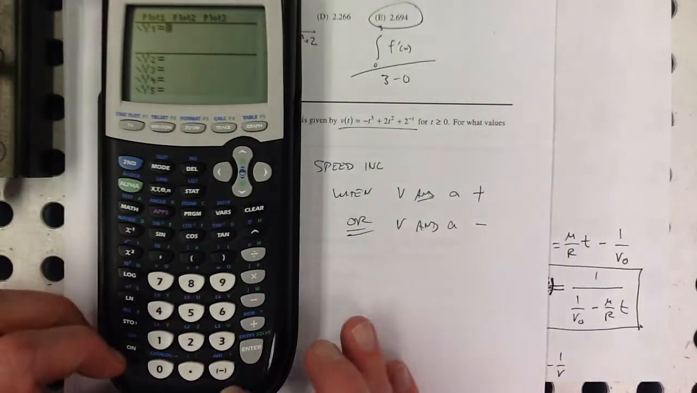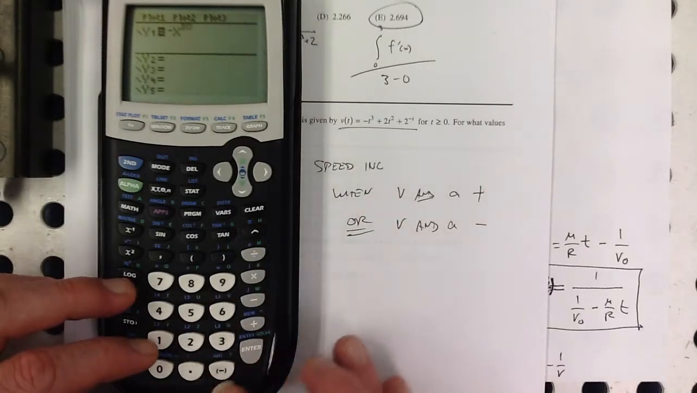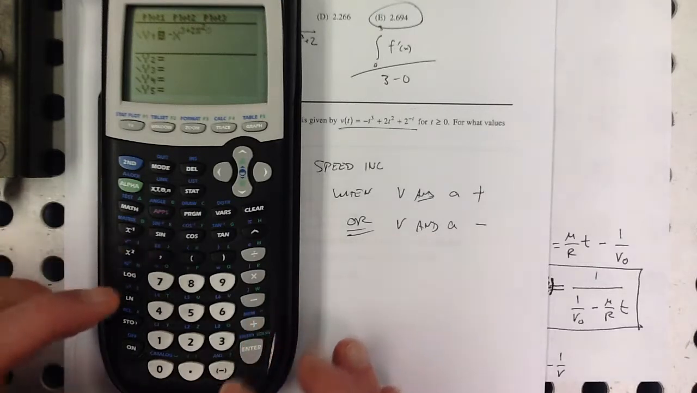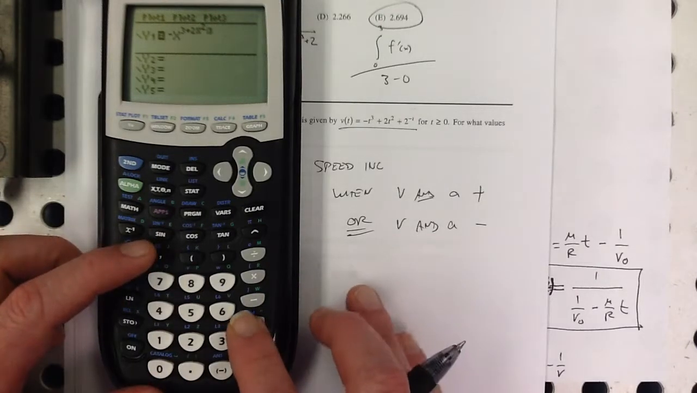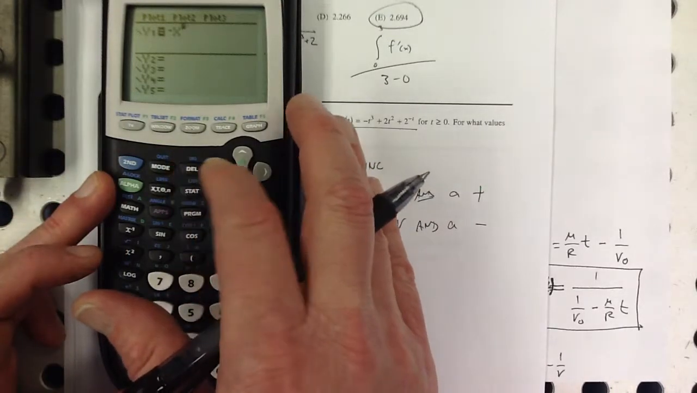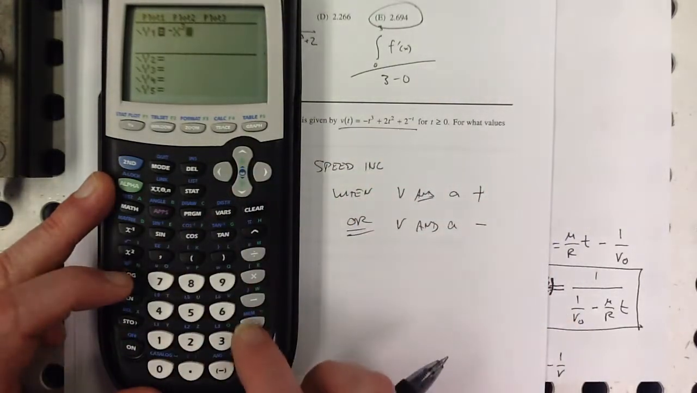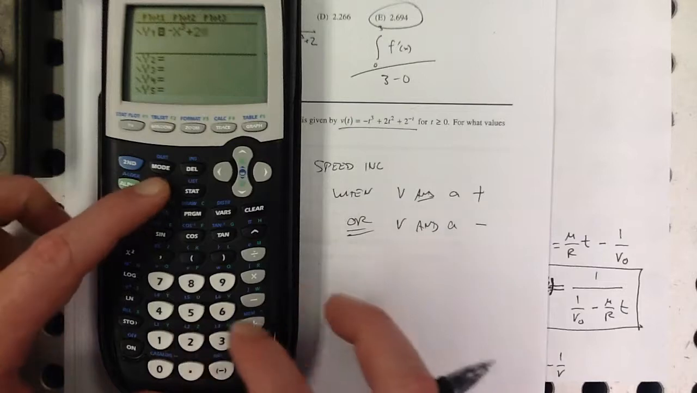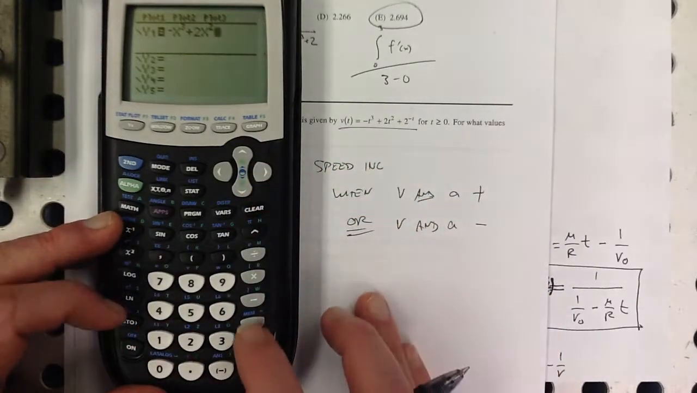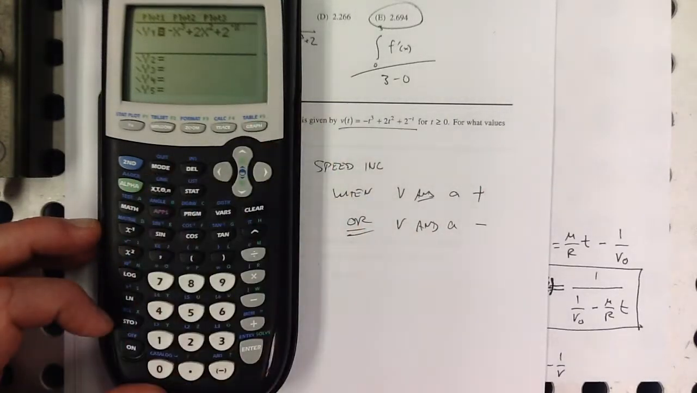So velocity is negative t cubed plus 2t squared, plus, oops, that's not supposed to be up there. Try that again. Plus 2e squared, plus 2 to the negative t.